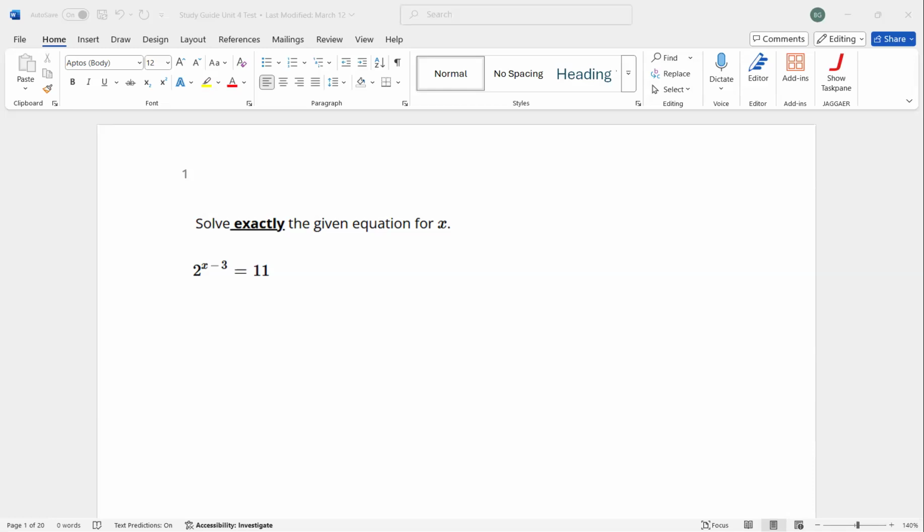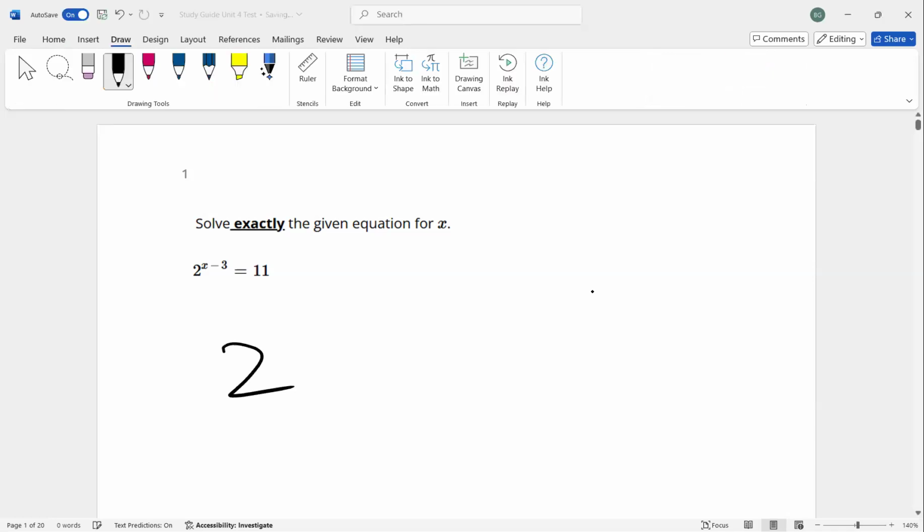Okay, let's get started. First question, solve exactly the given equation for x. What does that exactly mean? It's highlighted. Means you don't round it, right? If you have ln or log, you just keep it. Okay, this is an exponential equation. The base on the left is 2, the base on the right is 11. We can write 11 to the power 1, right?